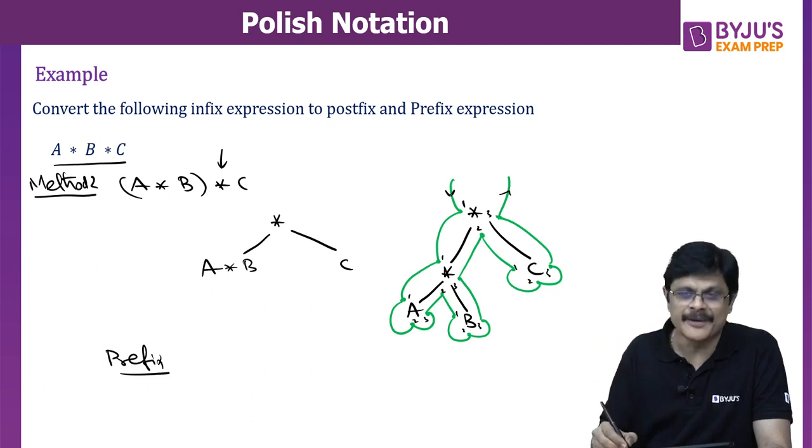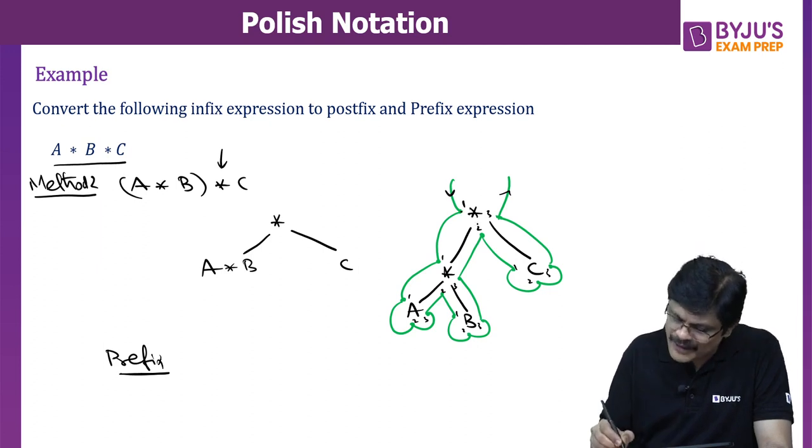You can start from here. Okay. Now let us see prefix. We have to print once. So 1, you have to print the node. What is it? Star. Then you go here.